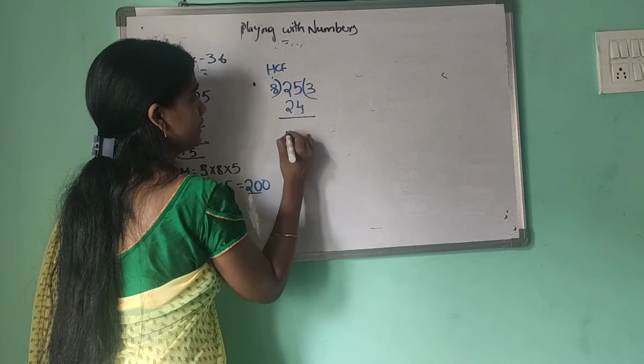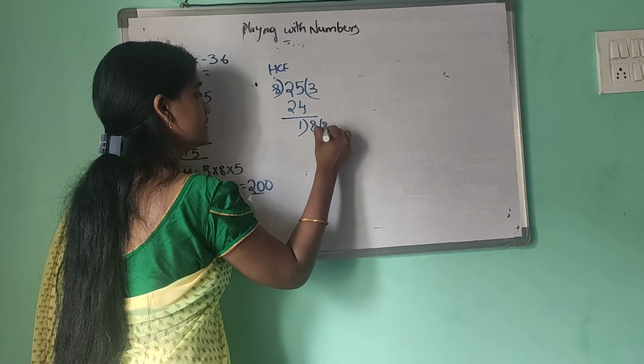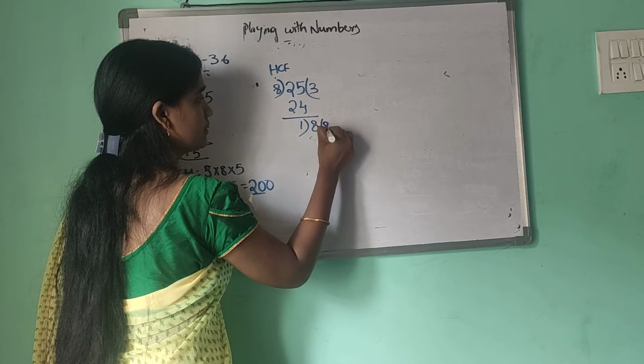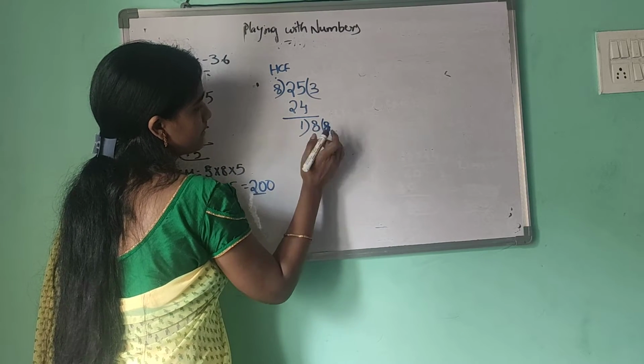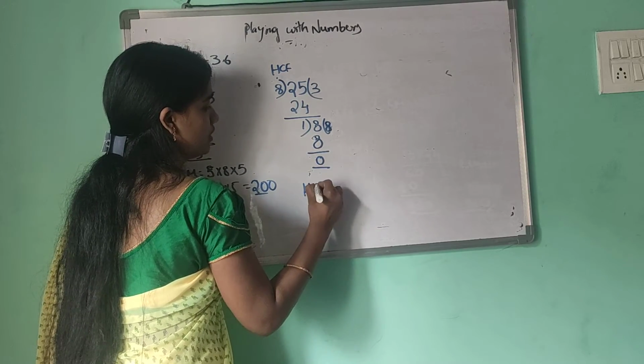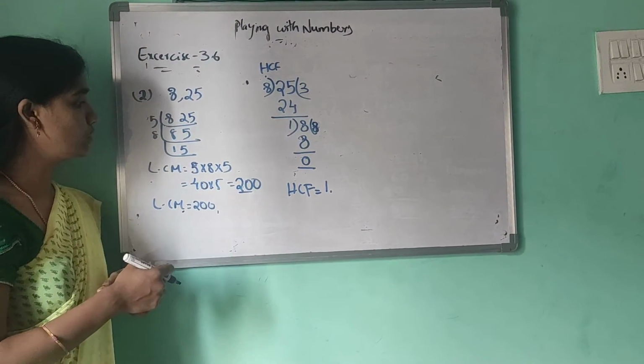3 8s are 24, 1 remainder. 8 1s are 8. Remainder is 0. So HCF is equal to 1. HCF is equal to 1.